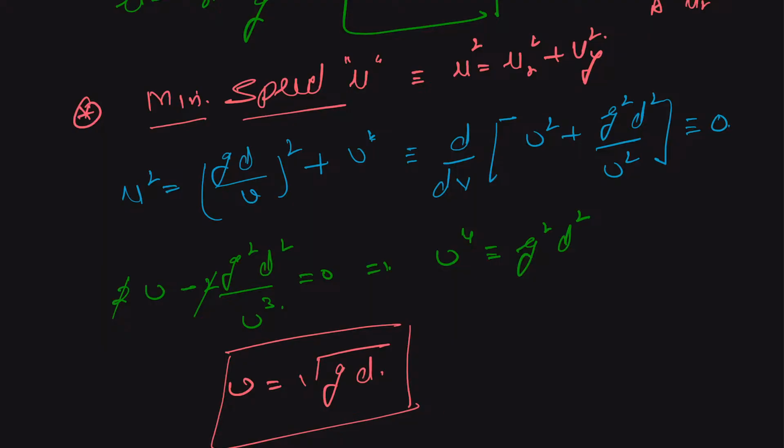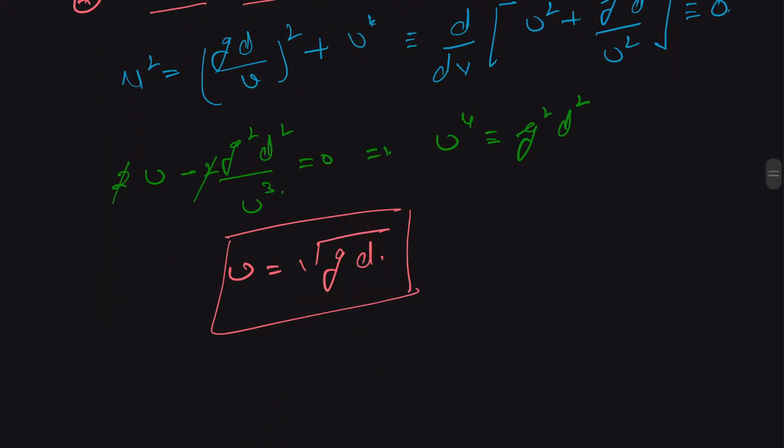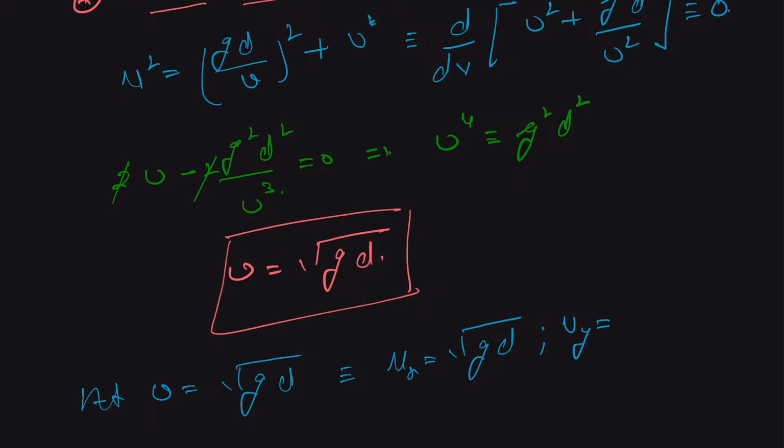And we need to find our u minimum. Therefore we can say that at v equal to square root of g d, the minimum value of our x component will be the square root of g d, and our y component will be equal to the square root of g d.